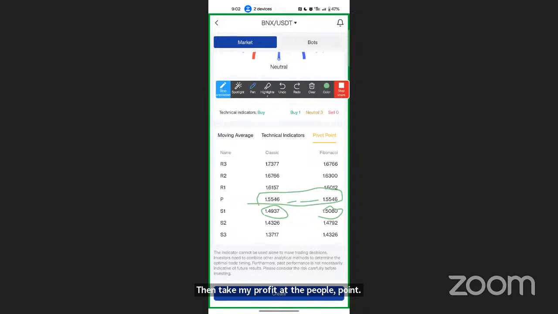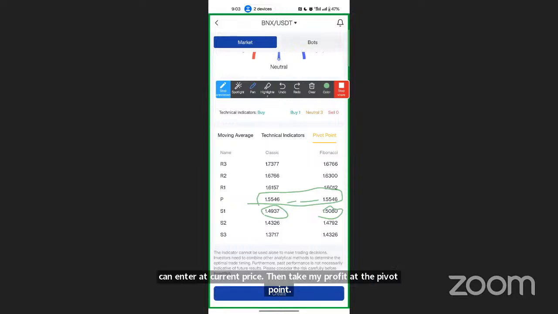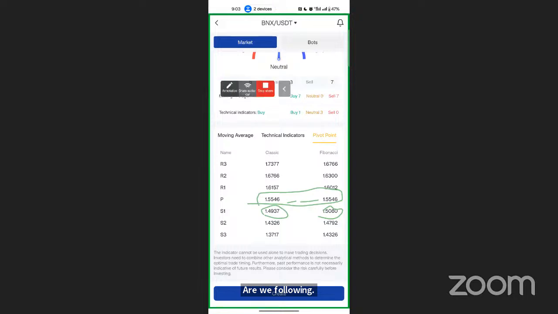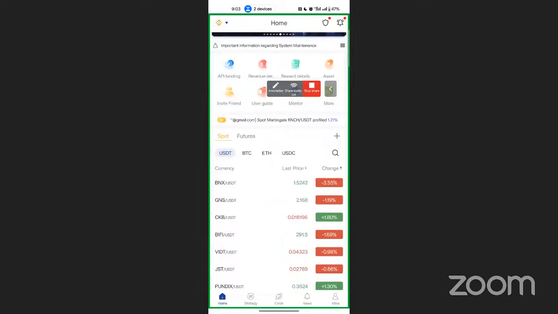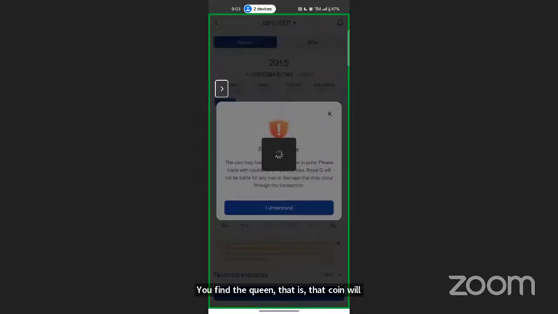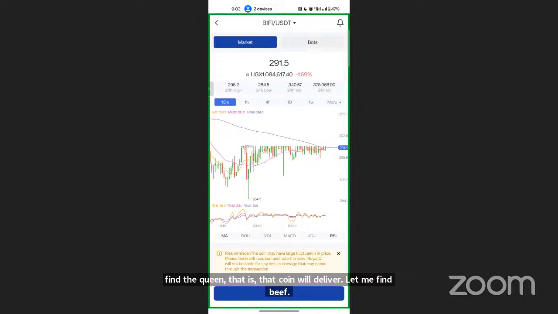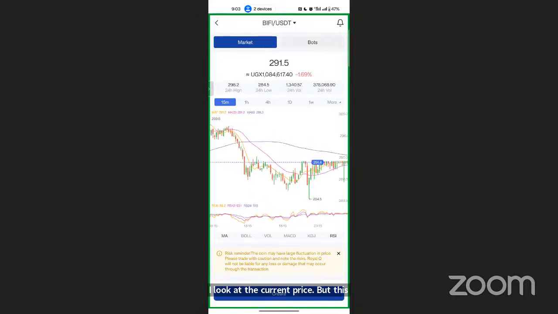Are we following? I can enter at current price, then take my profit at the pivot point. You find the coin, that coin will deliver. Let me find the next one. I look at the current price, but this one, the chart doesn't look well.